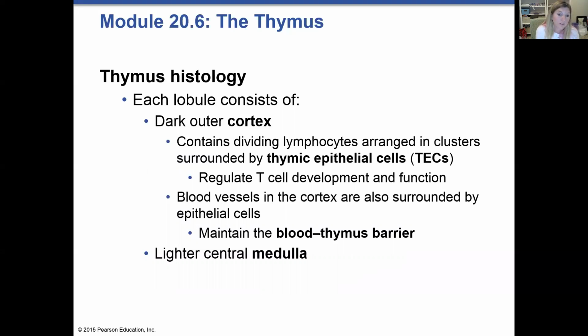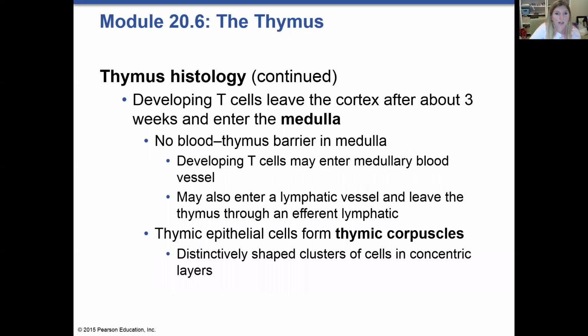There are also blood vessels within the cortex that are surrounded by epithelial cells so that the blood-thymus barrier can be maintained. There's a central area called the medulla, and within the medulla there's no blood-thymus barrier, so this is where the T cells go into the blood vessel. This is also where the lymphatic vessels leave the thymus through the efferent lymphatic.